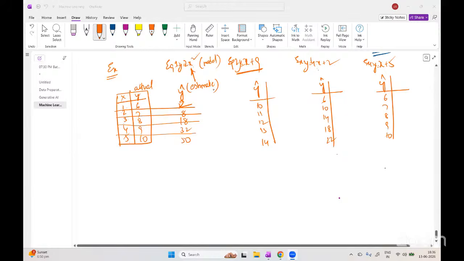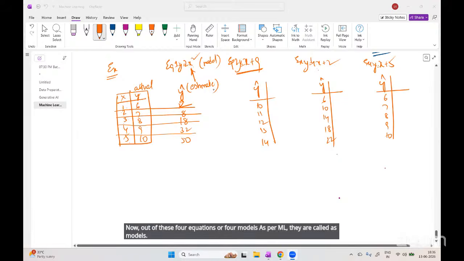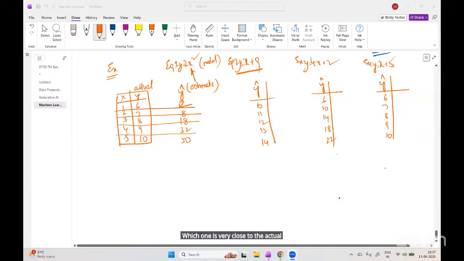Now, out of these 4 equations or 4 models, as per ML, they are called models. As per Maths, they are called equations. Out of the 4 equations, which equation is best? Which one is very close to the actual values? That is the best. How to check which is close to actual values? We are going to calculate the error.